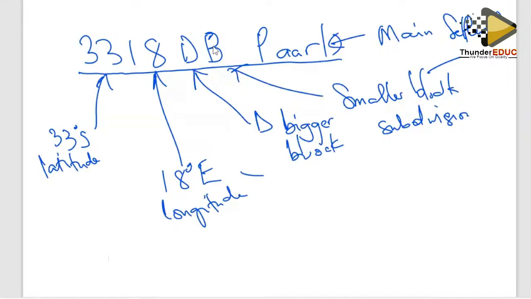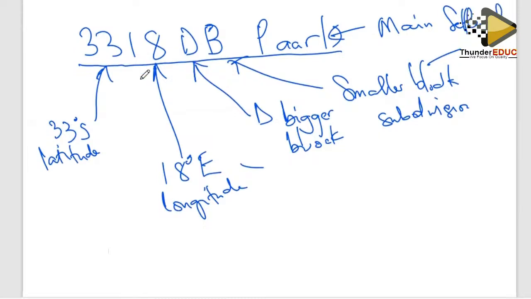It means 33 is representing 33 degrees to the south of latitude, and 18 is representing 18 degrees to the east of longitude. Then our D is representing the bigger block subdivision of the area which is mapped, and our last letter, B, is representing the smaller block subdivision of the mapped area. Then PAL is the main settlement for that instance.